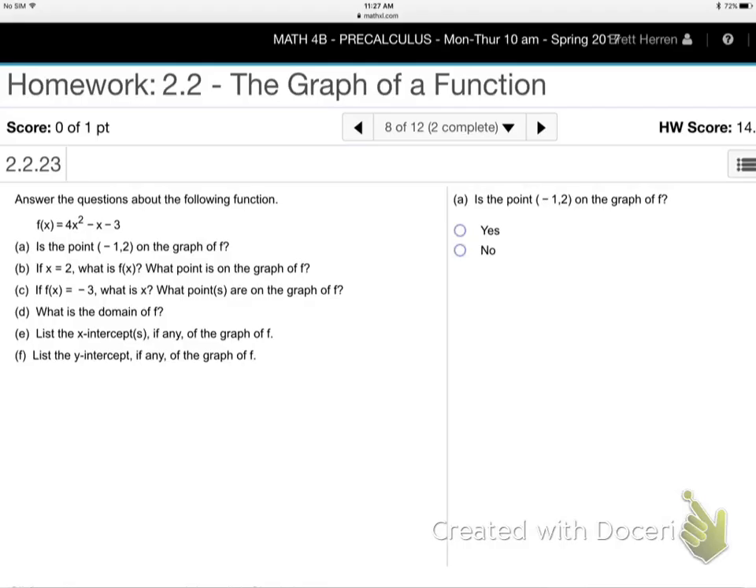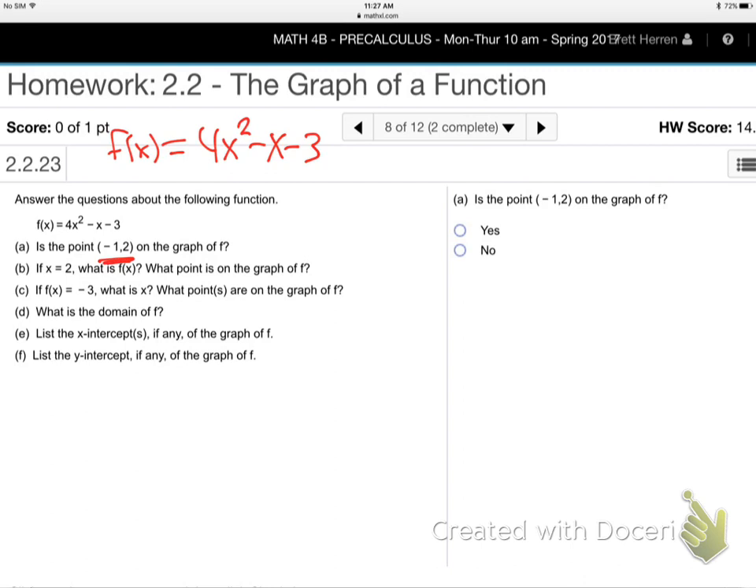Okay, so this time they're giving me a function, no picture. So they're kind of changing the game here a little bit. F of x equals 4x squared minus x minus 3. And they're saying, all right, is the point negative 1, 2 on the graph? How do I figure that out without a picture?